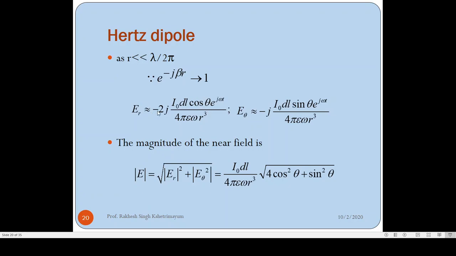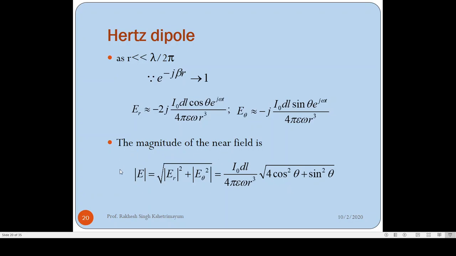So Er has a variation with respect to theta as cos theta, and E theta has a variation with respect to theta as sin theta. If I want to find the magnitude of the near field, I should take the square root of Er squared plus E theta squared. In that case, the other terms are the same except the dependence on theta. Er depends on theta as cosine theta, and E theta depends on theta as sin theta. So the modulus of the electric field will have a term 4 cosine square theta plus sin square theta.